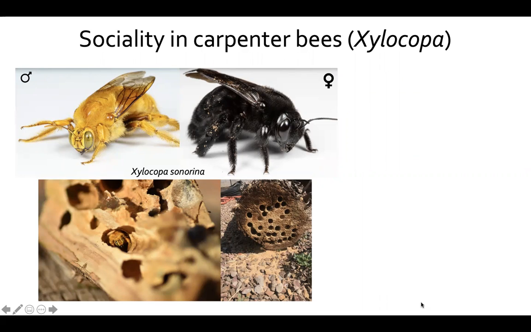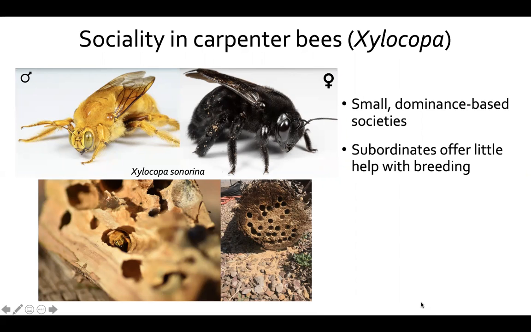sociality. While some carpenter bees are solitary, many form small nesting groups characterized by dominance interactions and high reproductive skew. These groups are interesting and unique because non-reproductive subordinates don't really act like typical social insect workers. They offer little to no help with provisioning and nest construction, and instead may be waiting for opportunities to inherit the nest or assume dominance.